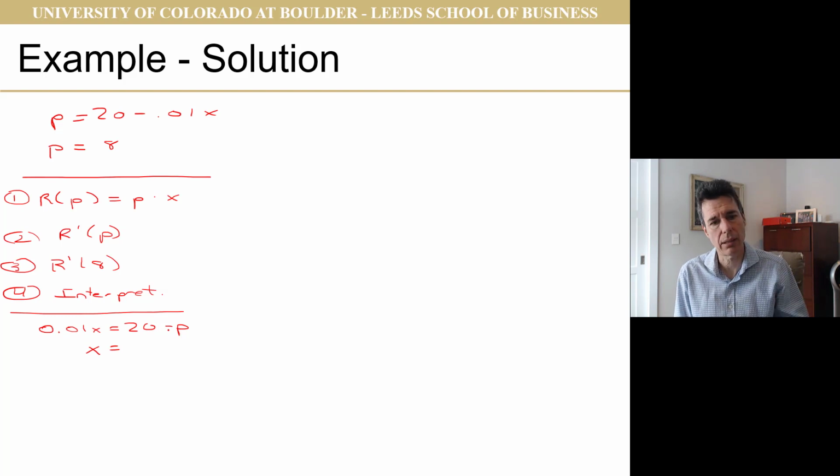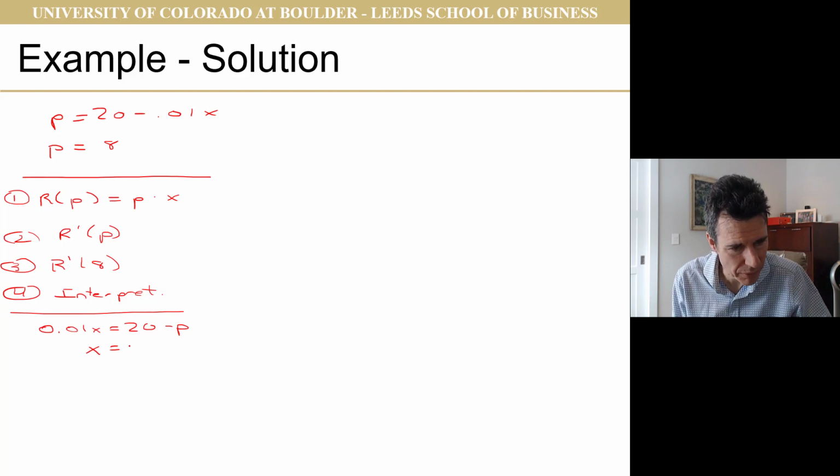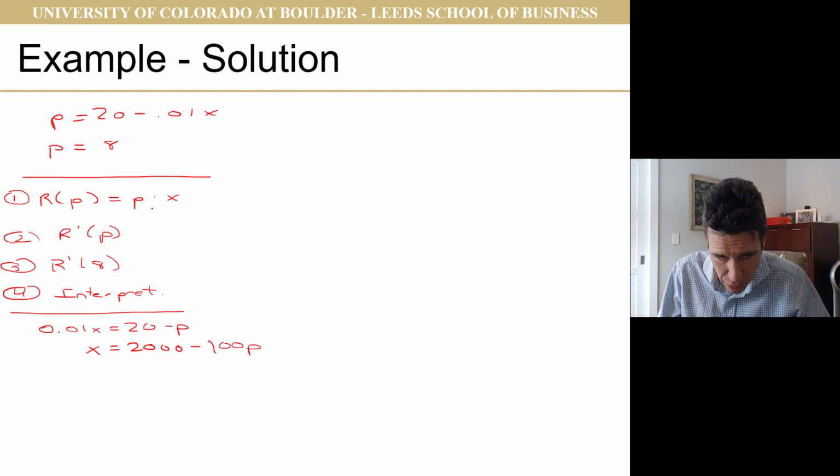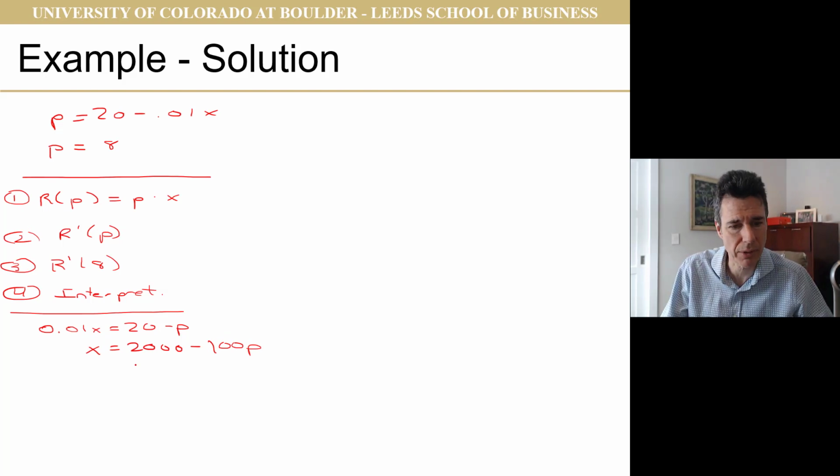So what do I get here? 20 divided by 0.01, we get 2,000. I'm just being very careful here. 2,000 minus 0.01p divided by 0.01, 100. So x equals 2,000 minus 100p. So now we can go back to our revenue equation and we can substitute in.